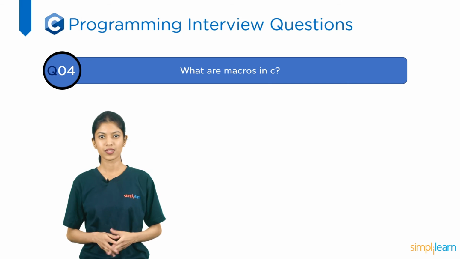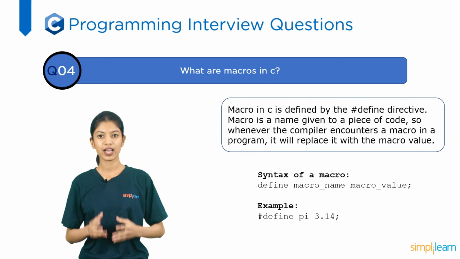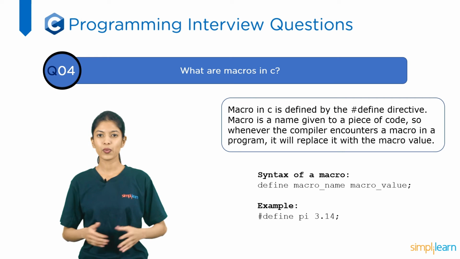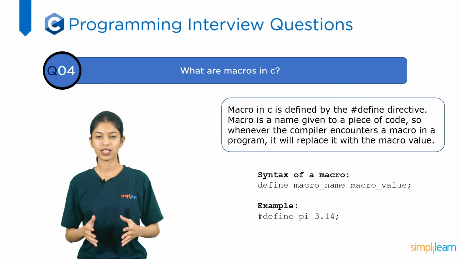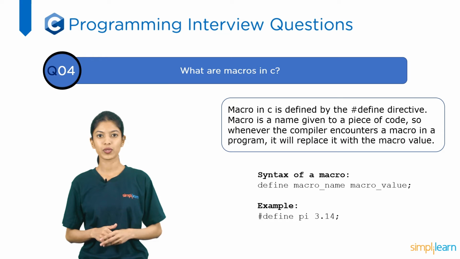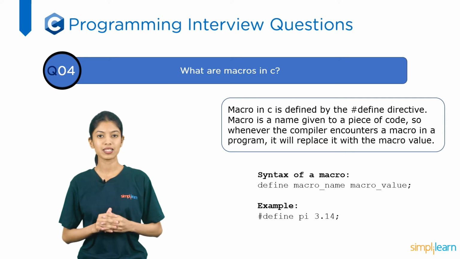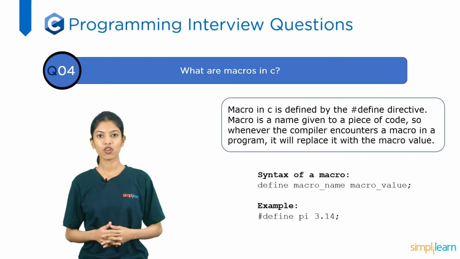The next question is, what are macros in C? Macro in C is defined by the hash define directive. A macro is a name given to a piece of code, so whenever the compiler encounters a macro in a C program, it will replace it with the macro value. In the macro definition, the macro is not terminated by a semicolon. Syntax of a macro: hash define, macro name, followed by macro value.